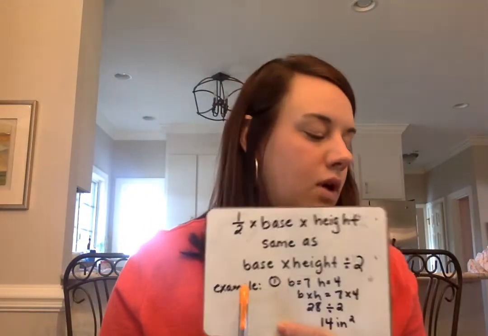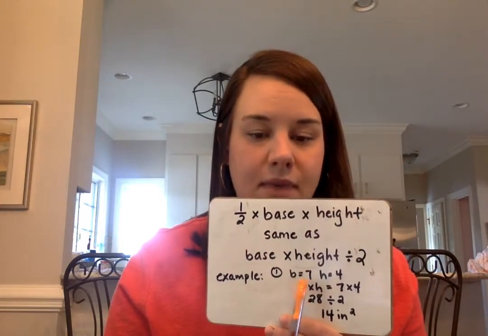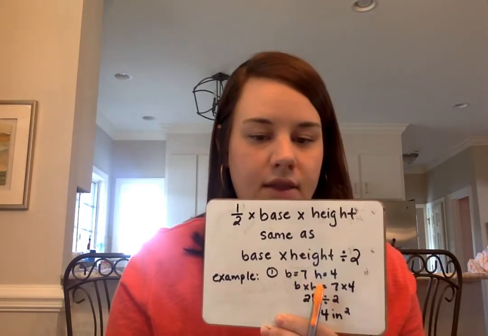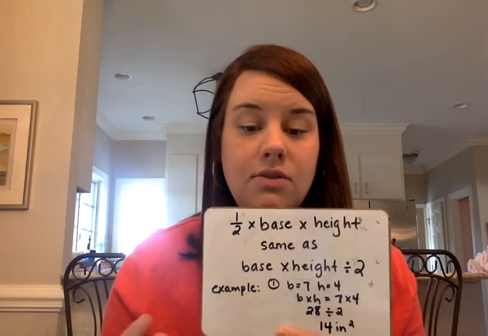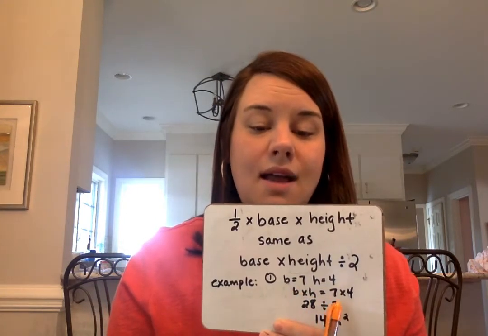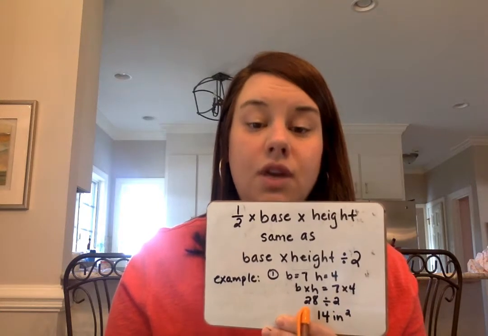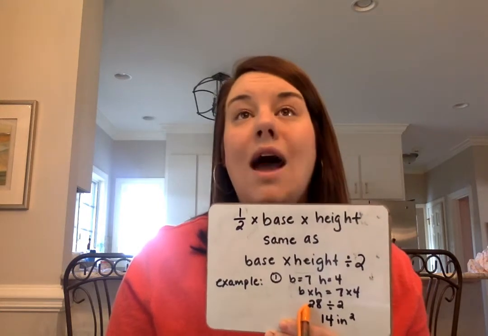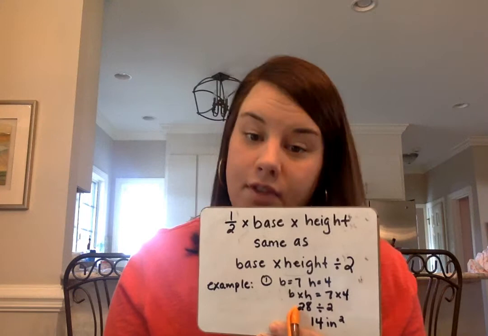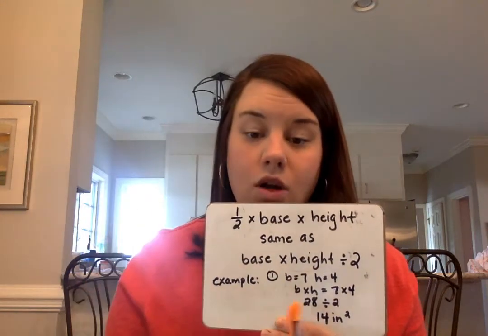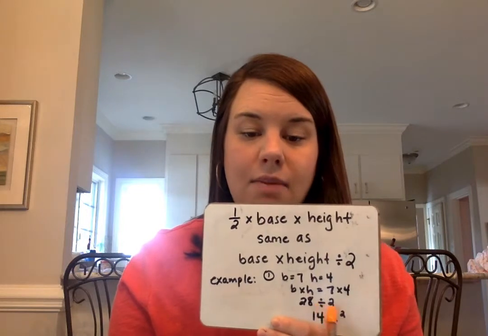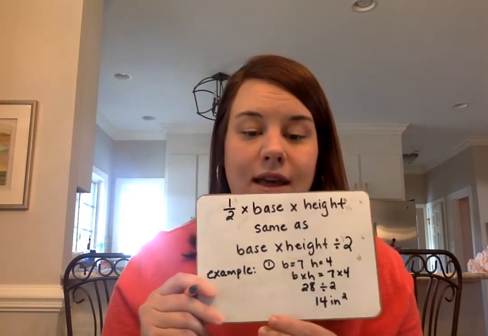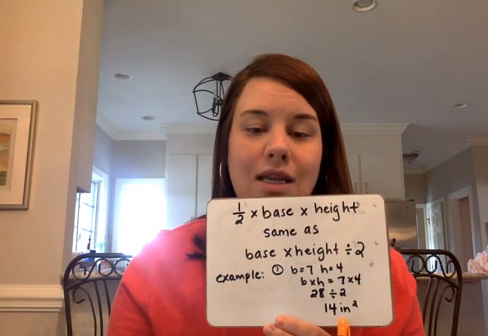So here's number 1 from page 126. The base is 7 inches. The height is 4 inches. All you have to do is multiply those two numbers. So base times height, 7 times 4, you get the answer 28. That would be the actual area of the parallelogram or the quadrilateral. So you're going to take that 28 now and cut it in half, so divide it by 2. And 28 divided by 2 gives you 14 inches.